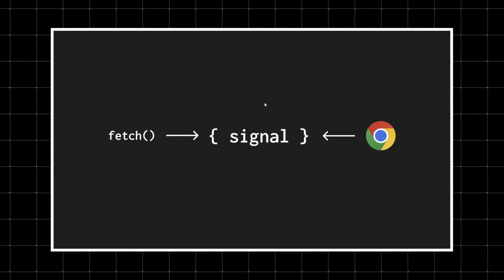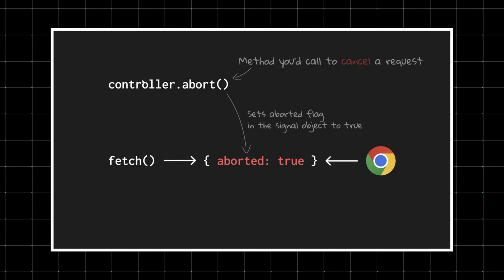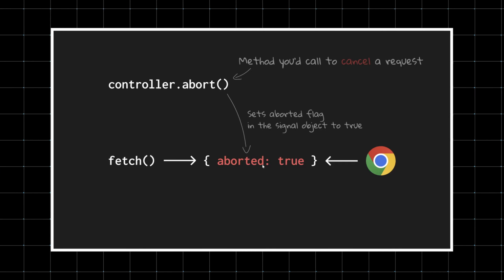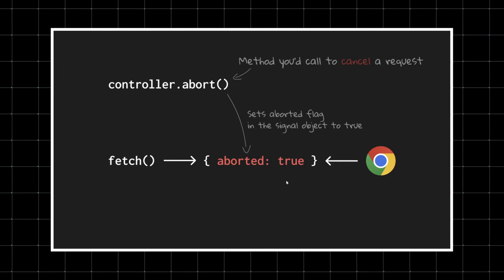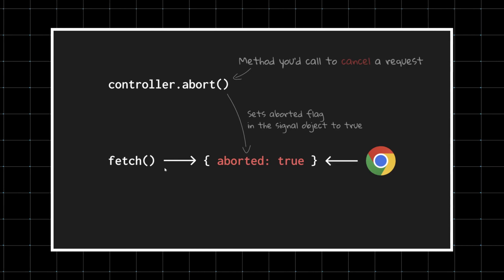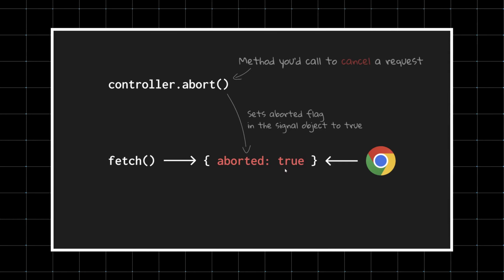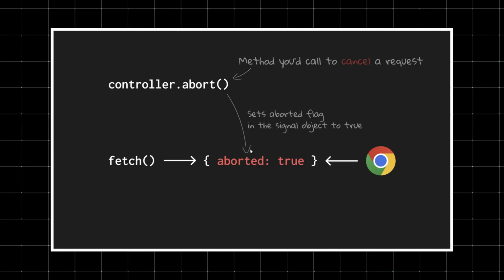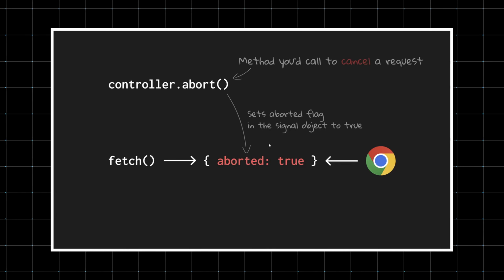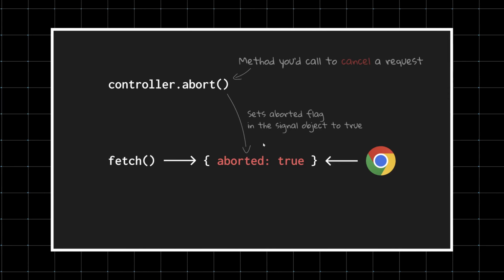Anytime you invoke this controller.abort function, it flips a flag inside that signal object. In this case, it's aborted. So the fetch code running in the browser is constantly checking that flag while the request is in progress. When the flag says aborted, the networking layer stops listening for more data from the server and tears down the connection. And that is exactly when you get an abort error.